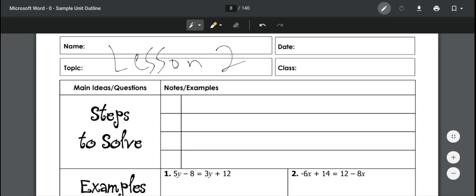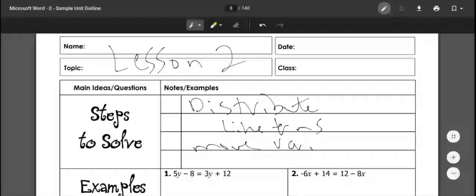Okay, this is lesson 2. And again, these are equations, but now we have variables on both sides. So you always do the same order. You look to distribute first on both sides, and then like terms, separate on both sides. Then you move the variables if needed, and then of course solve.